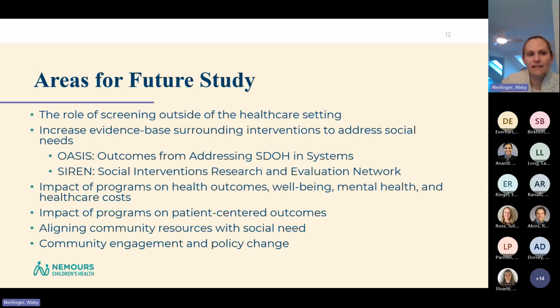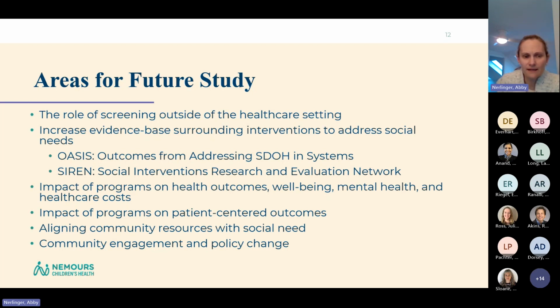So the last slide is just thinking about future areas of study. If you are interested in engaging more specifically in social determinants of health research, these are the areas where there are literature gaps. First, the role of screening outside of the healthcare setting, looking at how screeners function in, say, school-based health centers or even community centers. There really is a need to increase the evidence base surrounding interventions to address social determinants. And I've listed a few resources there.